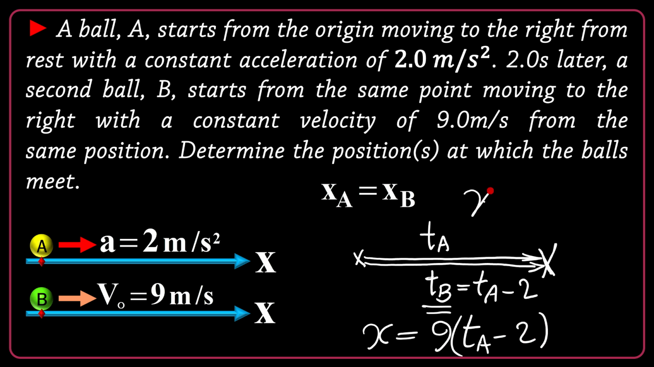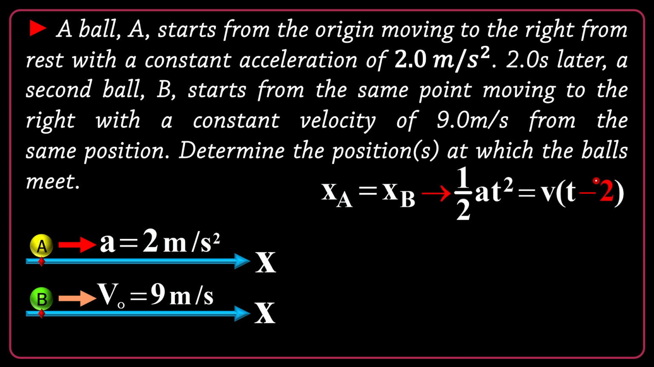Okay, so equation of motion for A will be a half of A TA squared, but for the B, 9 times TA minus 2. But if you don't mind, we can forget about TA and TB here and write them as t. 9 times t minus 2 and a half of at squared. Okay, so it's a very important point in this problem, as the B takes 2 seconds less in its journey.